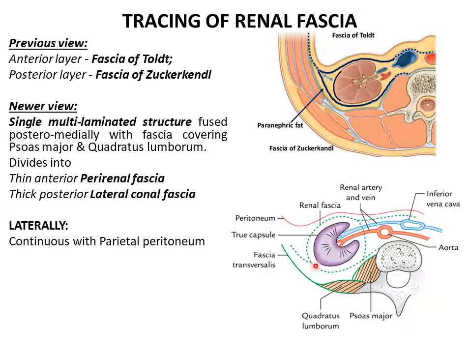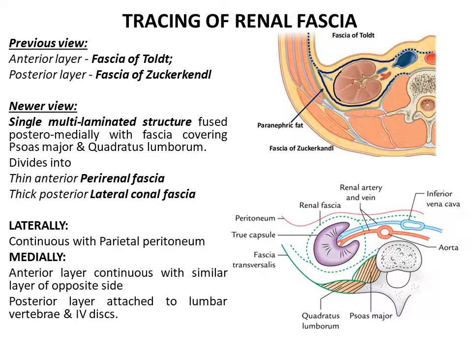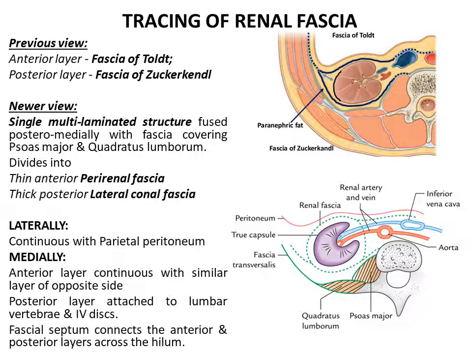These two layers laterally fuse with each other and are continuous with the parietal peritoneum. Medially, however, the anterior layer or the perirenal fascia continues and becomes continuous with the similar layer of the opposite side, whereas the posterior layer, that is the lateral conal fascia, is attached to the lumbar vertebra and the intervertebral discs. A median fascial septum connects the anterior and posterior layers to each other across the hilum. Thus, it prevents the spread of perirenal infection from one side to the other.